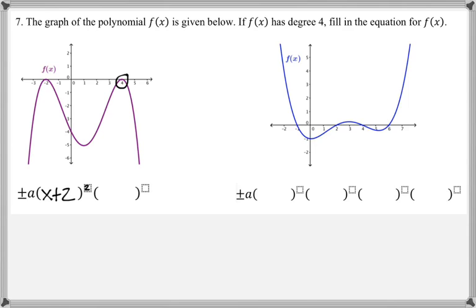Here, it bounces off of 4, positive 4. So in the equation, it would have to be the opposite. It would have to be x minus 4. And this would also have to have a power of 2.